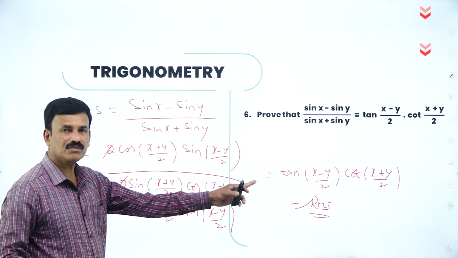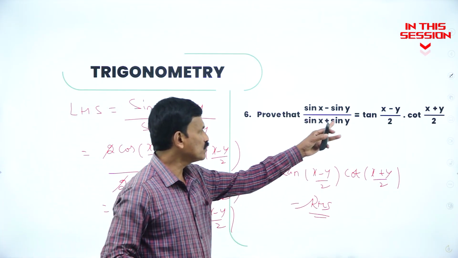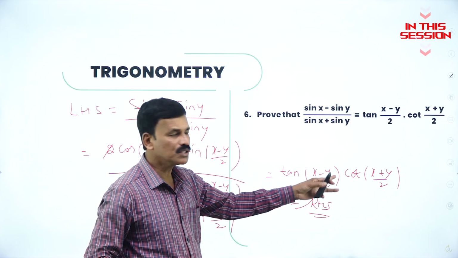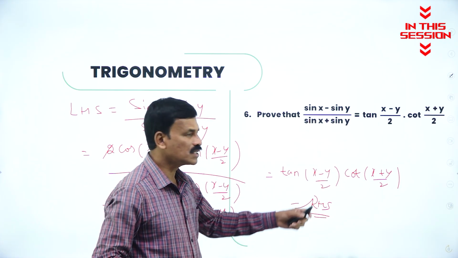First write tan((x minus y)/2) into cot((x plus y)/2). What is the required answer? Tan((x minus y)/2) into cot((x plus y)/2) is the required answer.